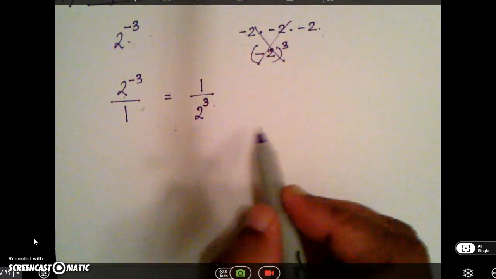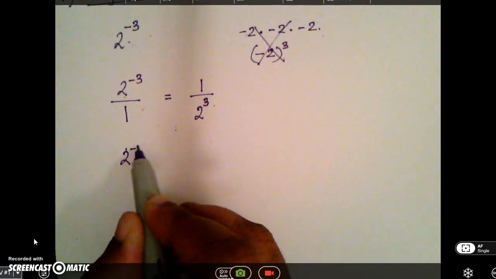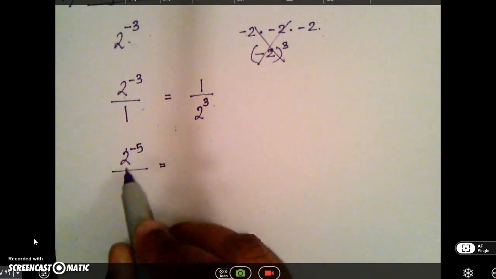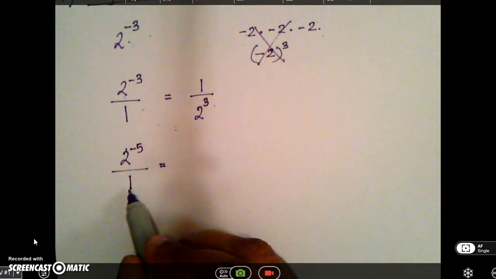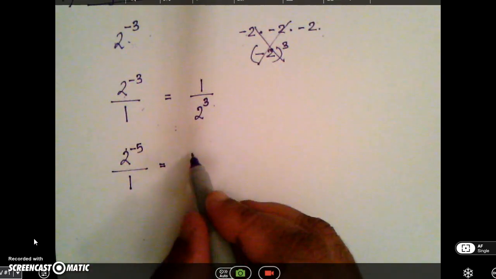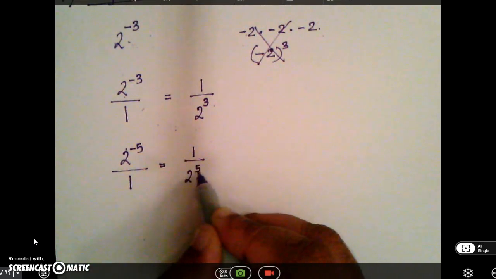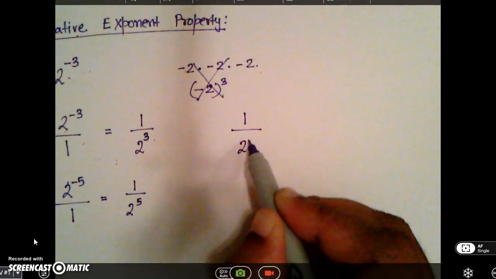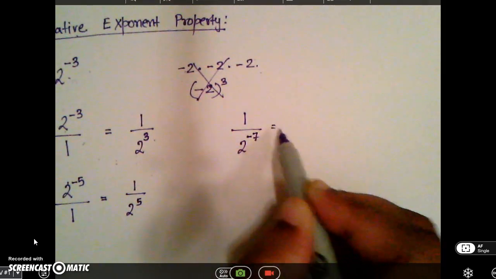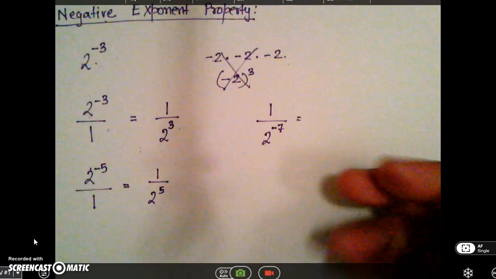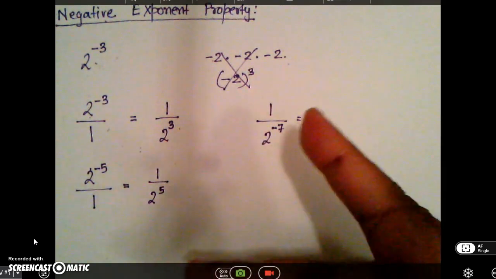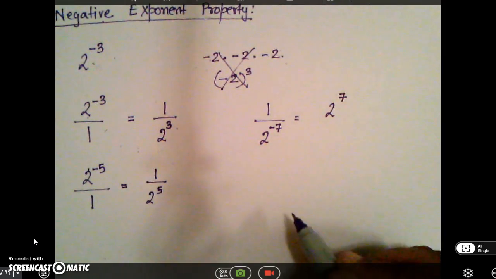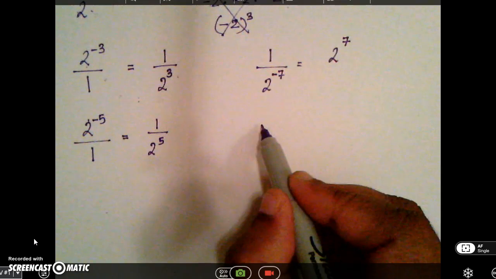So just for the sake of it, say I have 2 to the power of negative 5. How do I change it to a positive power? Make it a fraction. If it's not a fraction, put it over 1, and flip the base. So this becomes 1 over 2 to the power of 5. What if I have a negative power in the denominator? Say I have 1 over 2 to the power of negative 7. How do I make it a positive power? Now I already have a fraction. All I have to do is flip the base and make it 2 to the power of positive 7.